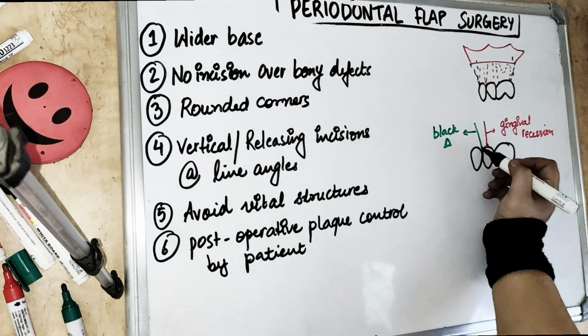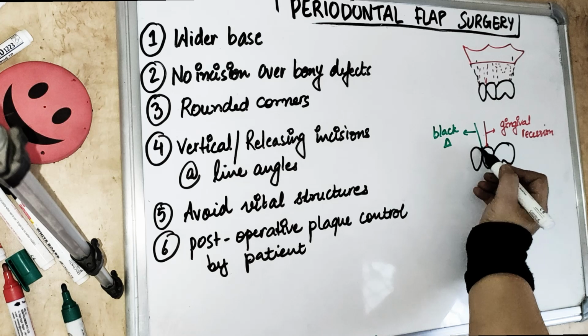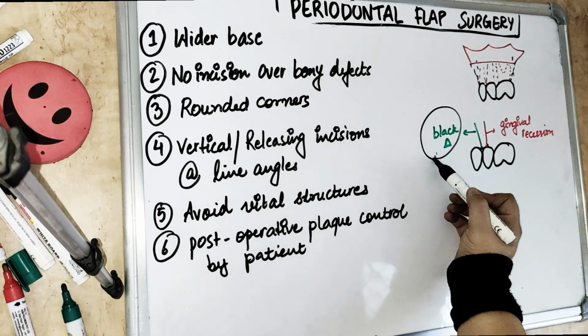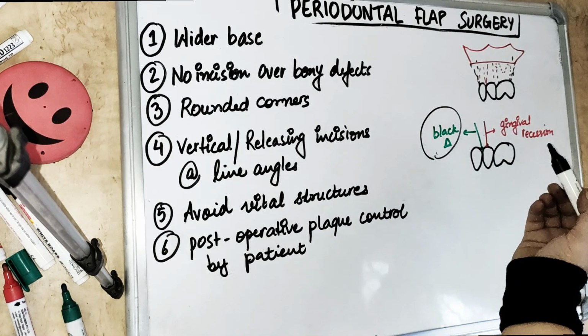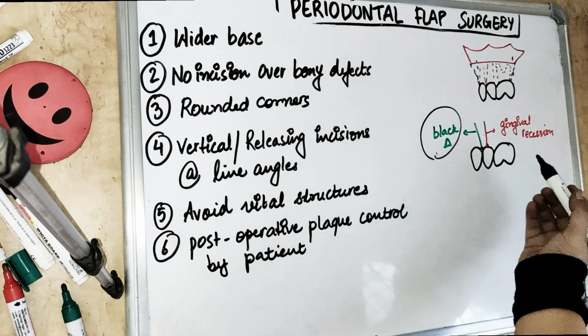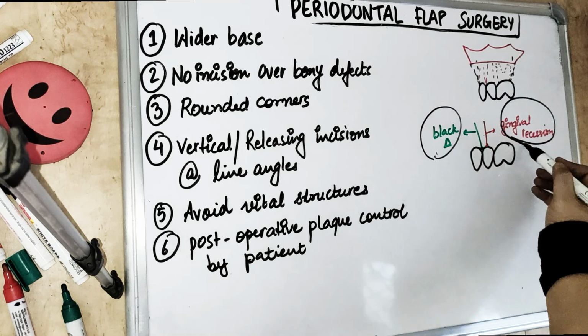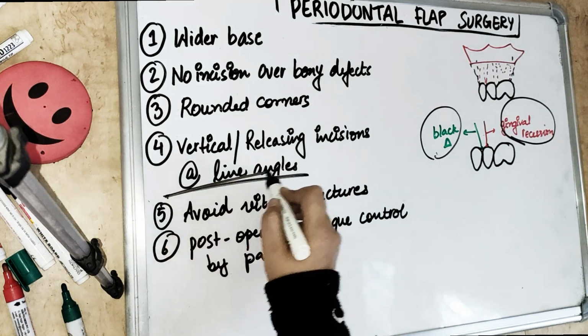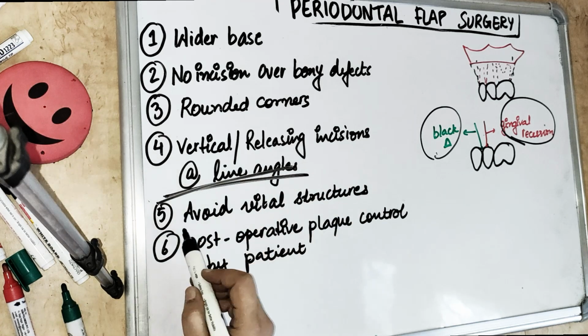So ideally the margins of the flap should be at the right line angles between the two. If you are placing it at the middle of the interdental papilla, then there will be loss of papilla, which will lead to a black triangle. Or if it is towards the mid facial surface, then it is going to cause gingival recession. So the vertical or releasing incision you are giving should be at the line angles between the two, and you should avoid the vital structures.